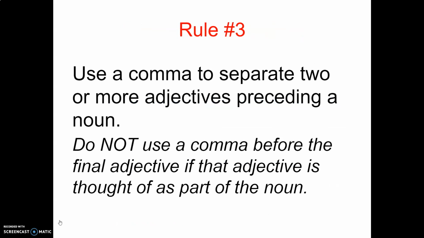The third rule is to use a comma to separate two or more adjectives preceding a noun. So that means coming before a noun, which in English is where most adjectives come. We can have predicate adjectives that come later in the sentence, but usually when we're describing something, we put our adjectives before the noun. The one exception is do not use a comma before the final adjective if that adjective is thought of as part of the noun.